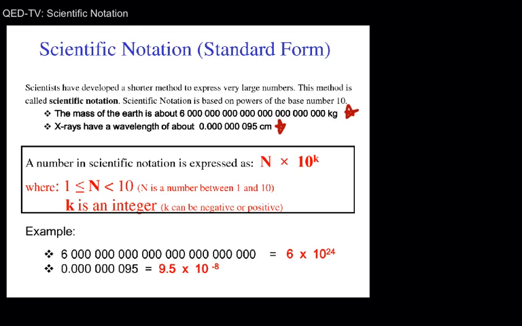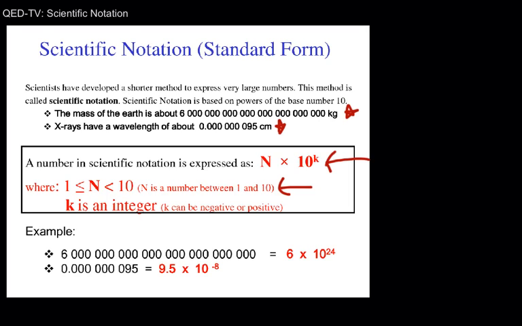The standard form of scientific notation is right here: N times 10 to the k power. N is a number between 1 and 10. Actually, I shouldn't say an integer; it's any number between 1 and 10. I can't use 0.8, and I can't use 11, but I could use something like 2.2, because that's between 1 and 10. And k is an integer, and k can be either positive or negative.